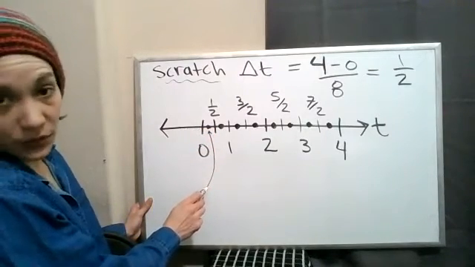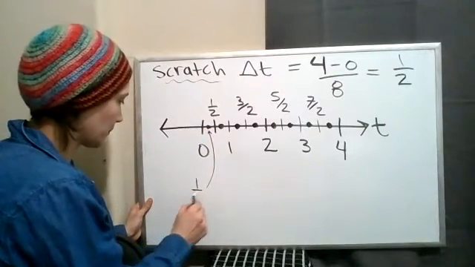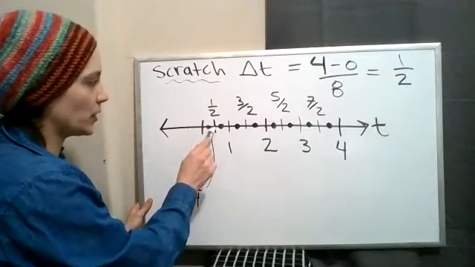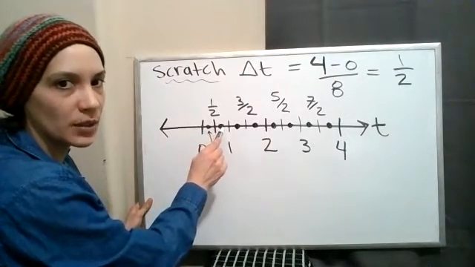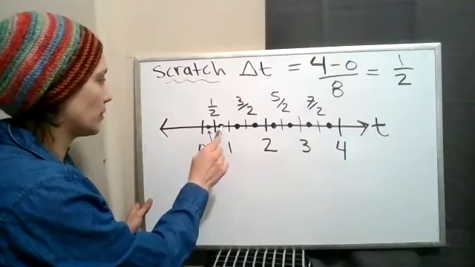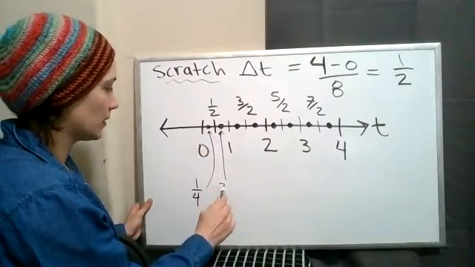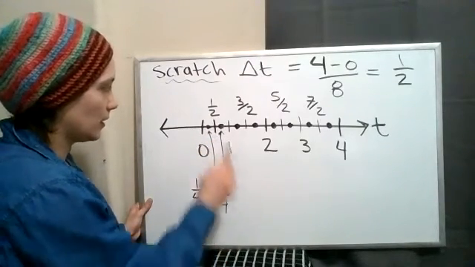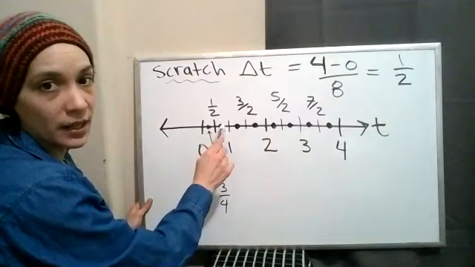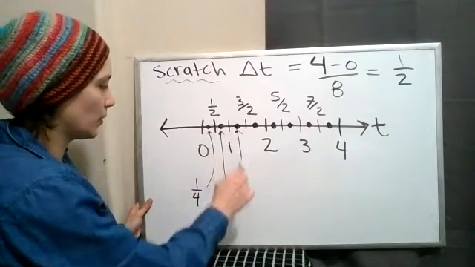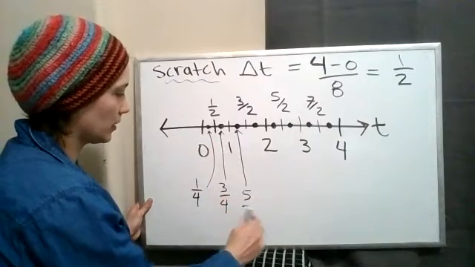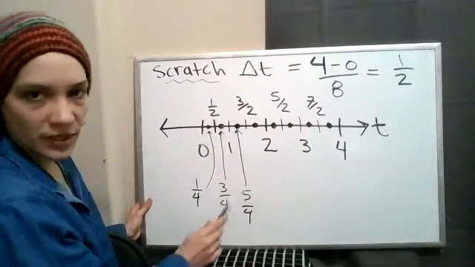So the first one is 1/4. 1/4 plus 1/4 gets you to the end of the interval. Add another 1/4 to get to the next midpoint. So we're at 3/4. I'm going to do the same thing, add 1/4 and 1/4 gets you here. So we're at 5/4. 1/4, 3/4, 5/4.